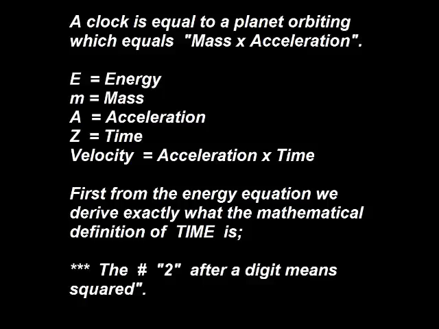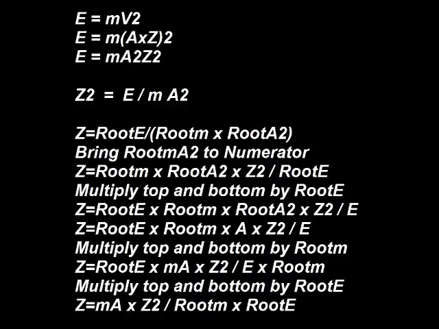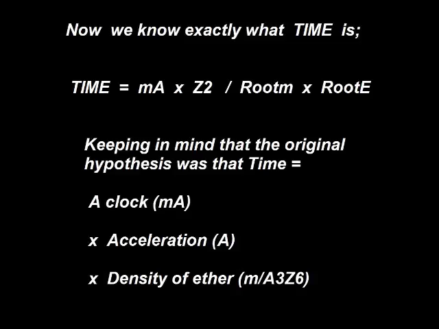First, from the energy equation, we derive exactly what the mathematical definition of time is. And the number 2 after any digit means squared. So here we have E equals mv squared reduced down to acceleration and time. Then we derive z squared and the following calculations. Now we know exactly what time is.